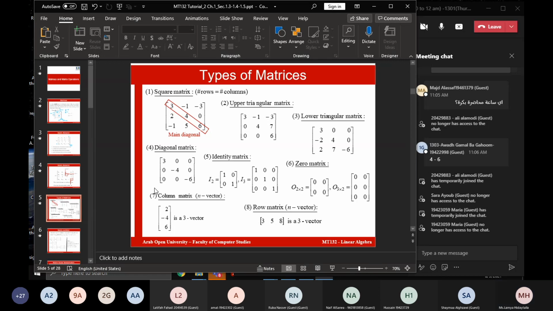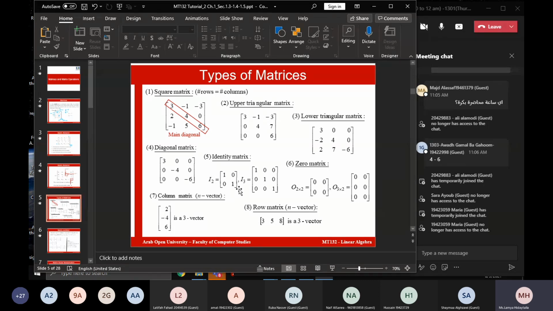Clear? Now what is the identity matrix? The identity matrix must first be a square matrix, and all the elements on the diagonal are 1. The identity matrix is a diagonal matrix, but all the elements on the diagonal should be 1. This is I2, which means it has 2 ones, or 2 rows and 2 columns.